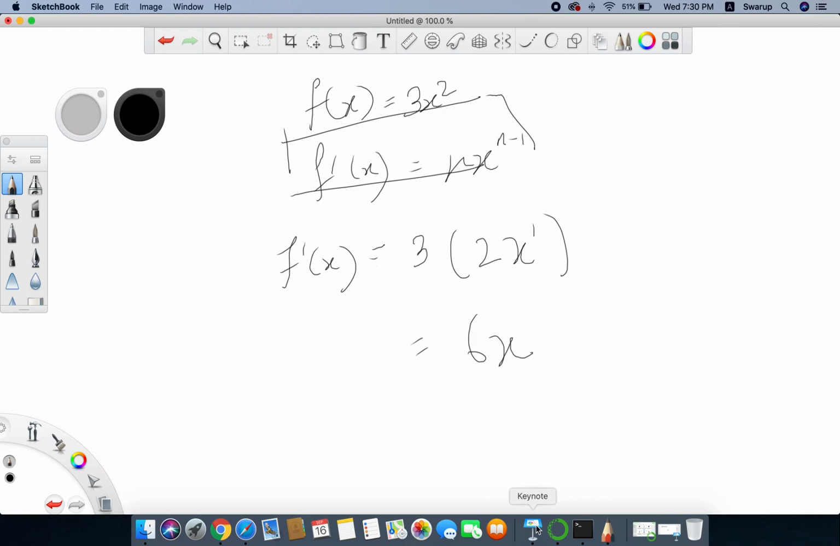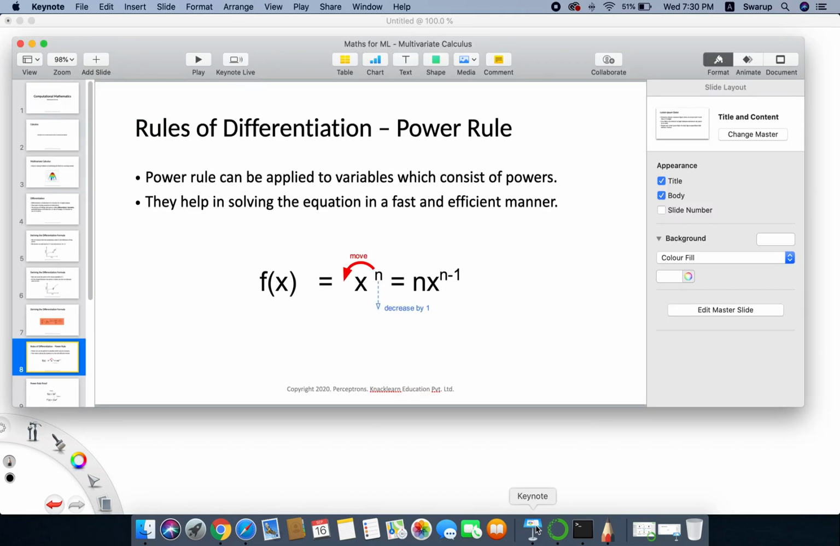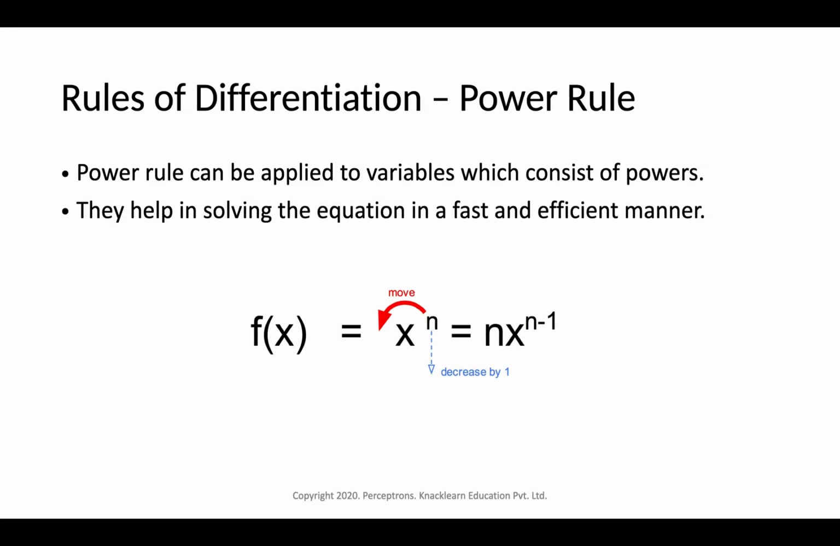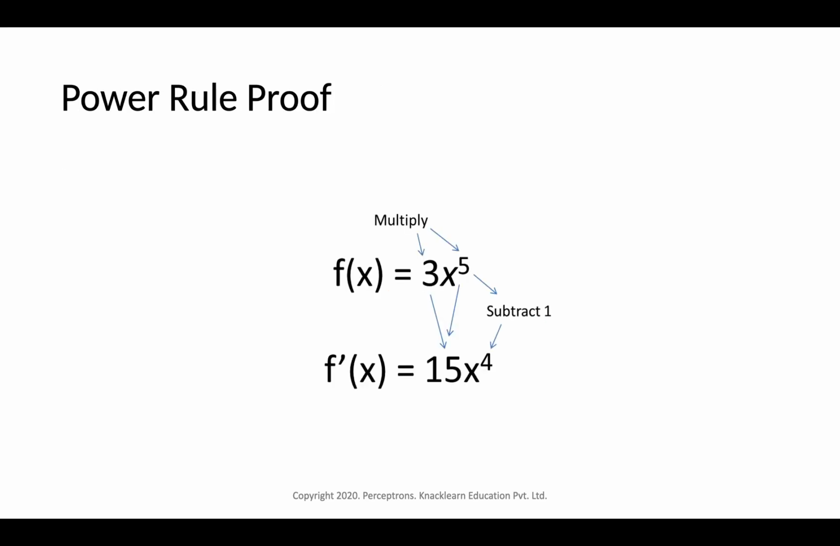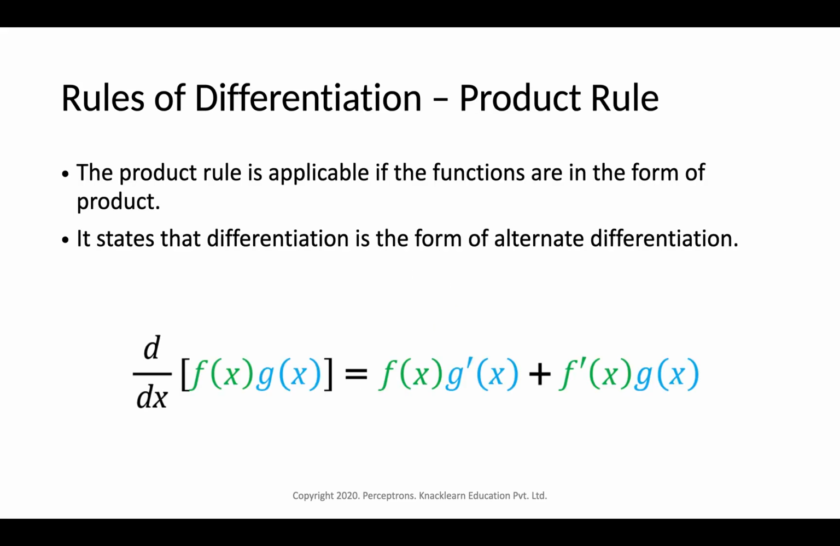If the equation has some kind of power, then we can use this power rule. Similarly, there are various rules in differentiation which make solving the equation fast and efficient. The next one is the same example. Suppose we have an equation f of x equal to 3x to the power 5. That is nothing but 3 into 5x to the power 4, which will be 15x to the power 4.